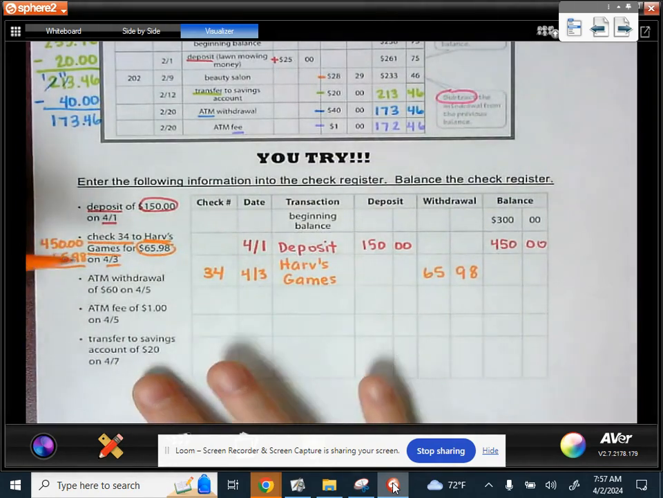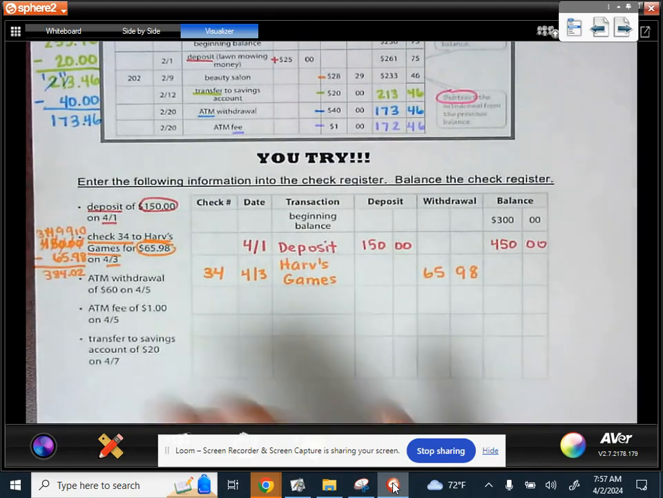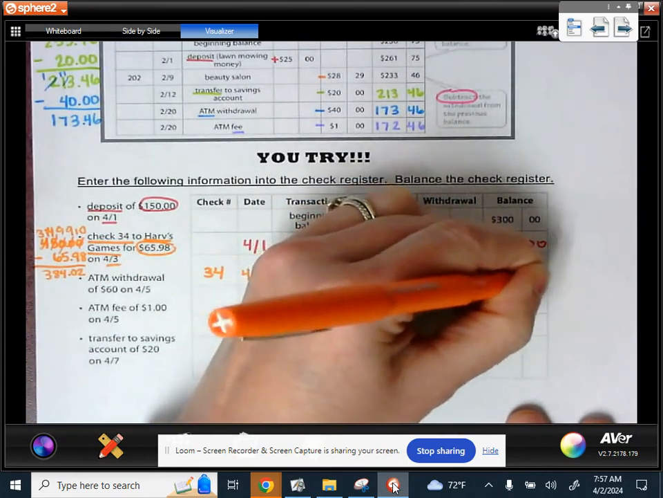Okay, so we can't take 8 away from 0, so we're going to have to borrow. And we have to go quite a ways to borrow. We have to borrow from the 5. 10 minus 8 is 2. 9 minus 9 is 0. 9 minus 5 is 4. We can't take 6 away from 4, so we actually have to borrow again to make that a 14. 14 minus 6 is 8, and 3 minus 0 is 3. So we end up with $384.02.